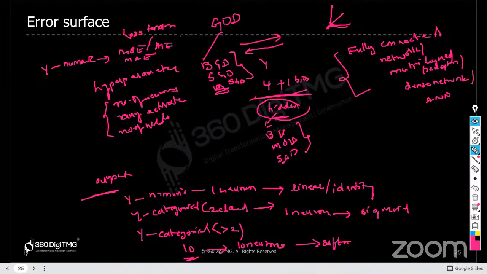When an output variable is numeric, you can use mean square error, mean absolute error, or mean error as a loss function or cost function. When your output variable is categorical, you will use something called cross entropy as your loss function.